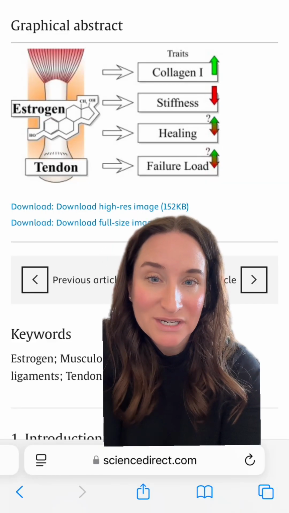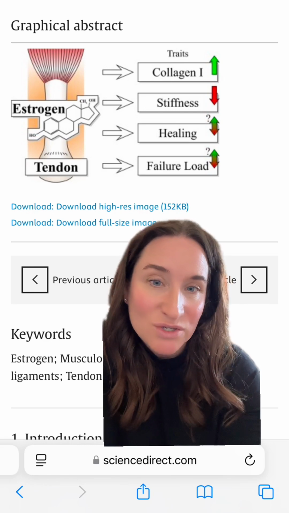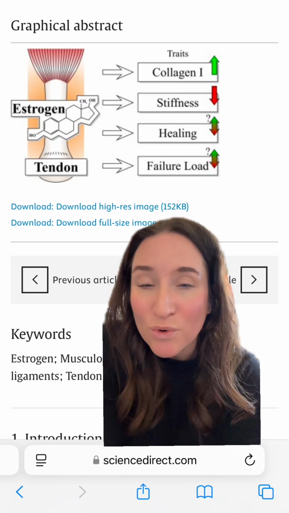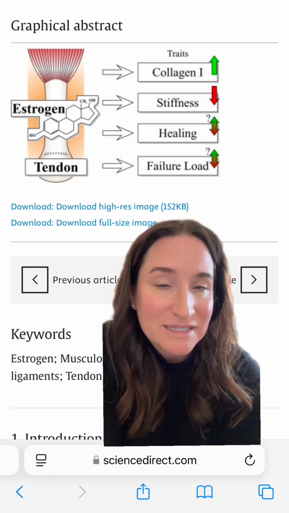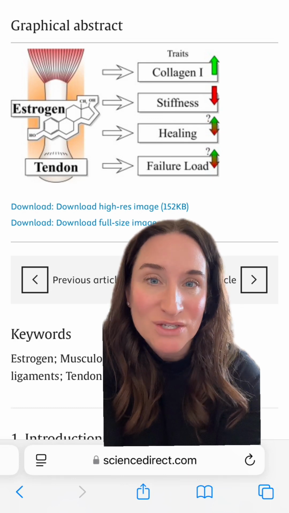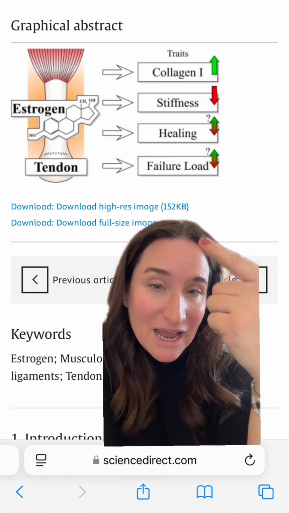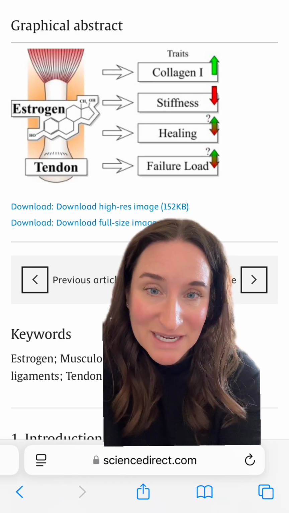So let's say your estrogen is increased. It is going to change your ratio of collagen. You're going to be less stiff, so you're more likely to tear your ACL. You're more likely to have sprains and strains. And they are wondering, how does it affect the failure load and healing of the tendons?